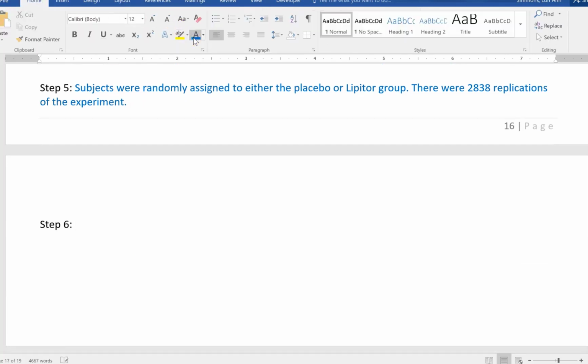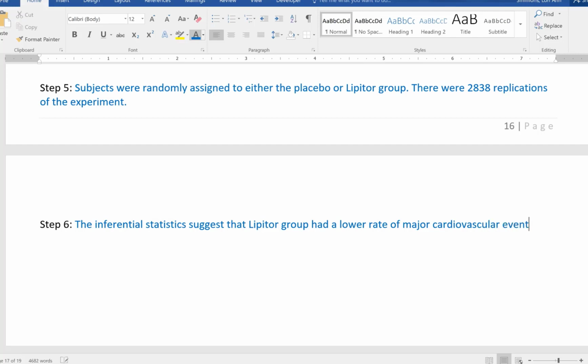Step 6, test the claim. The inferential statistics suggest that the Lipitor group had a lower rate of major cardiovascular events.